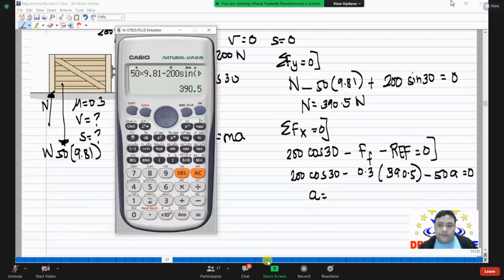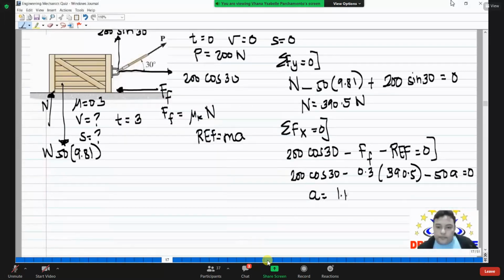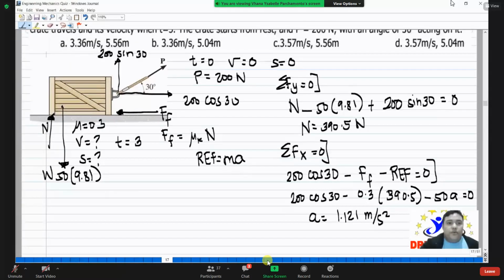So, that is 200 cosine 30 minus 0.3 times 390.5, equals divided by 50. So, 1.121 meters per second squared. So, that is only our acceleration.